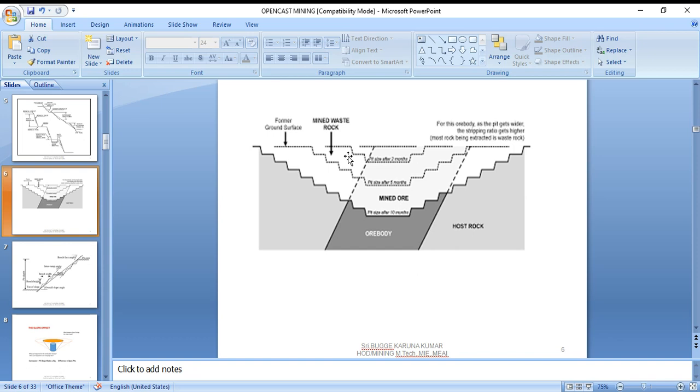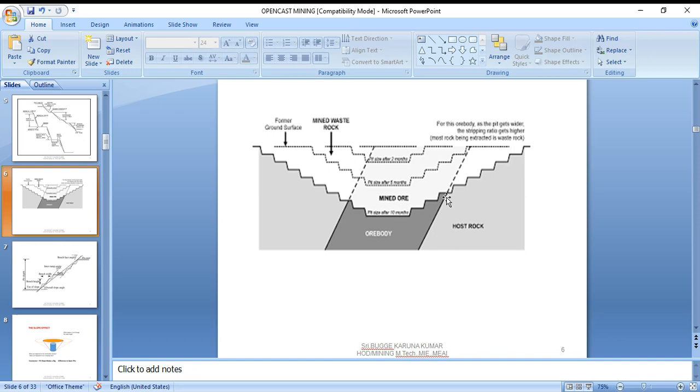Not only that, this portion also has to be extracted for safety, to maintain the slope angle and for the movement of all vehicles, until you complete extraction of the ore body. Here you see this is the actual extractable ore body, but you are starting here and going to here. So this is the phenomenon. It is like a conical shape.